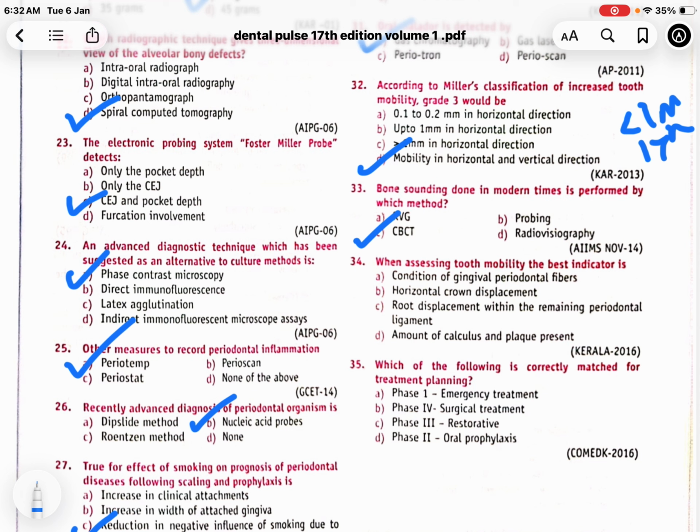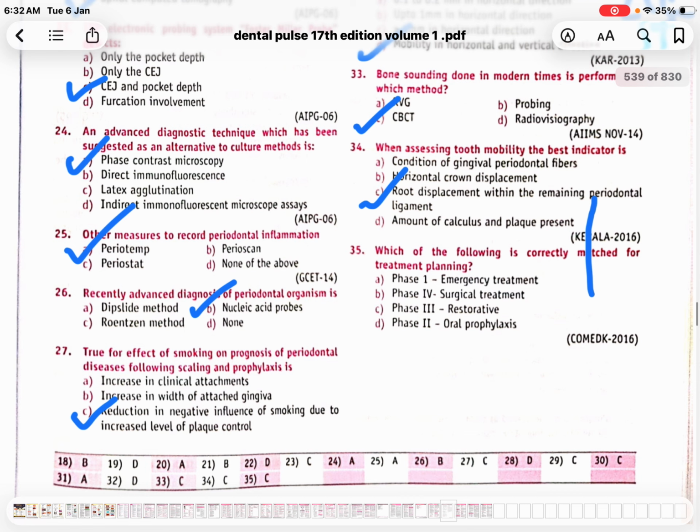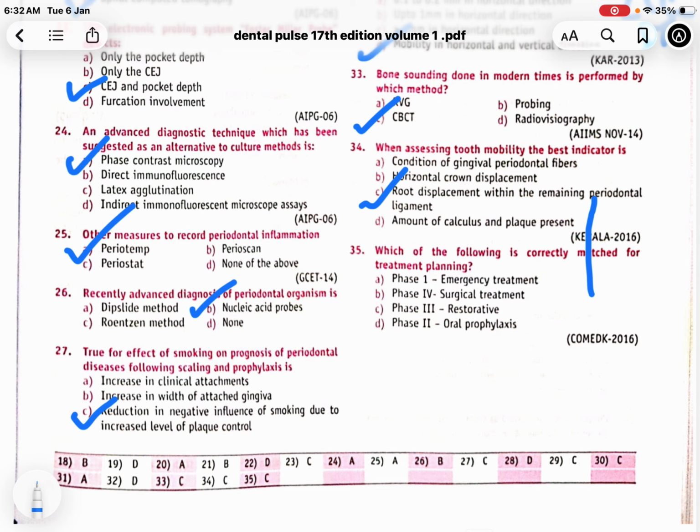Question number 34, when assessing tooth mobility, the best indicator is, so what is the best indicator? It's the root displacement within the remaining periodontal ligament. Okay. Next, which of the following is correctly matched for, ये मैंने आपको बहुत अच्छे से पढ़ाया था, किसमें, जब मैं आपको साइनॉप्सिस समझा रही थी कि कौन सा फेस कौन सा है. Okay. So which of the following is correctly matched? It is phase 3, which is restorative phase.